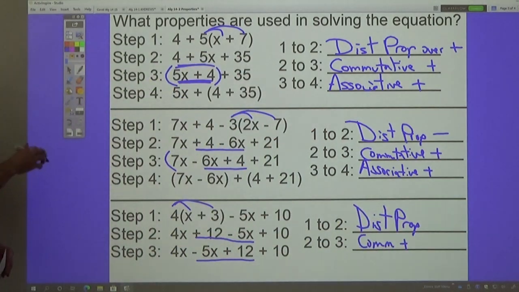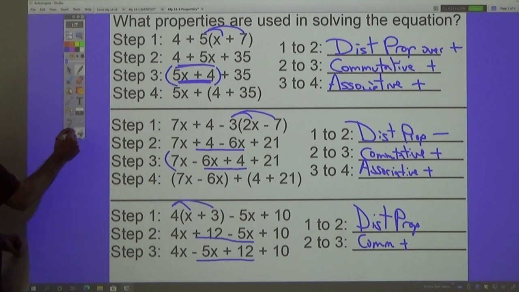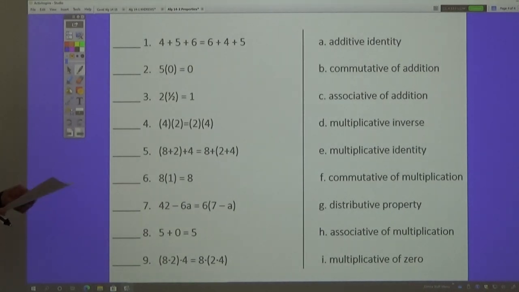So you will have to do that as well in class kick, just write it in the text box. Here we have another matching. If you want to pause it and try it on your own, you can. Please pause it now.